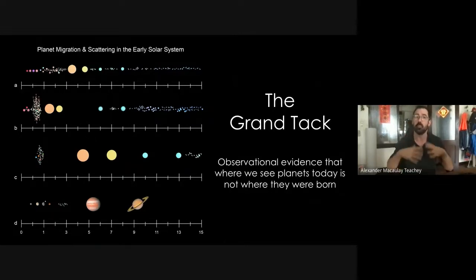So it's always very important to keep in mind that the static picture, what we see in a planetary system now, doesn't necessarily mean that they were formed that way. It's very important to keep that in mind when we're thinking about the formation process itself.